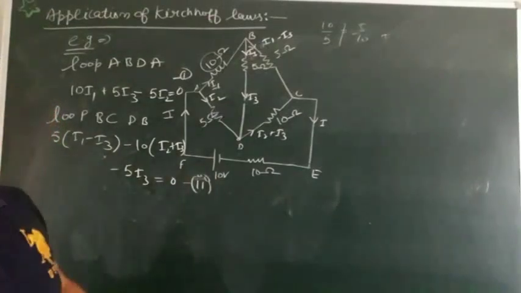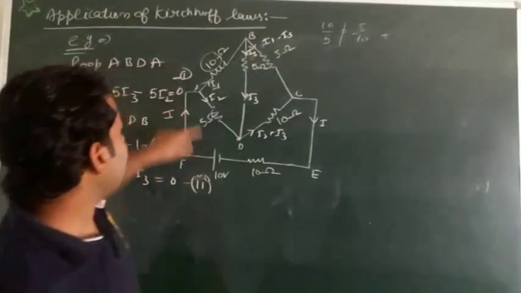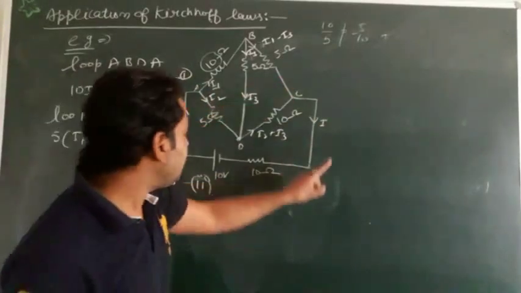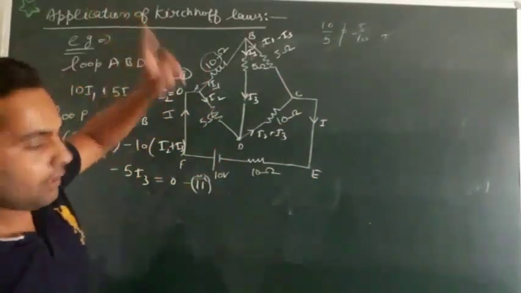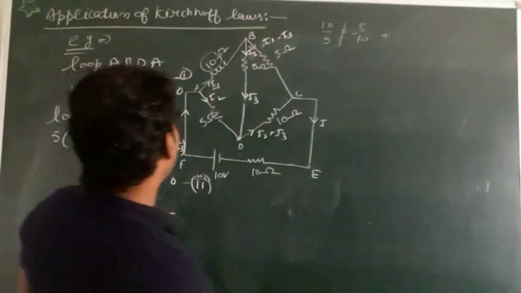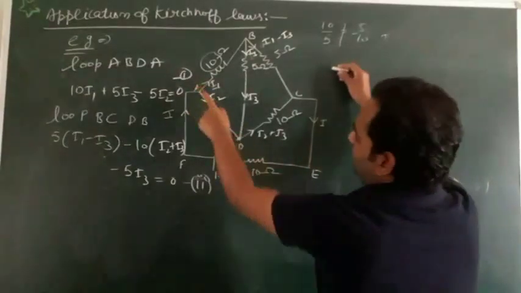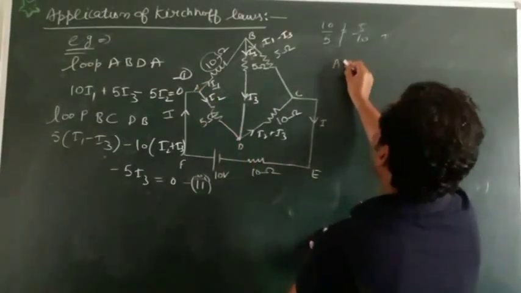Now for the third equation we will select the loop. The loop name is ADCEFA. I am writing here the name of that loop. The loop name is AD loop.